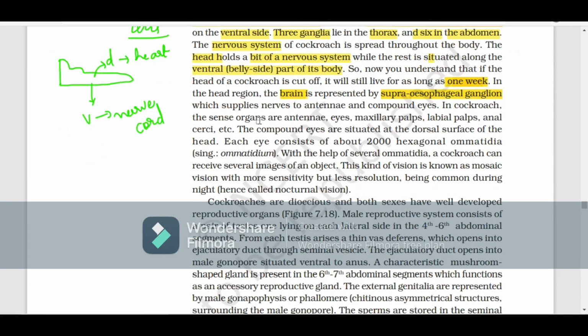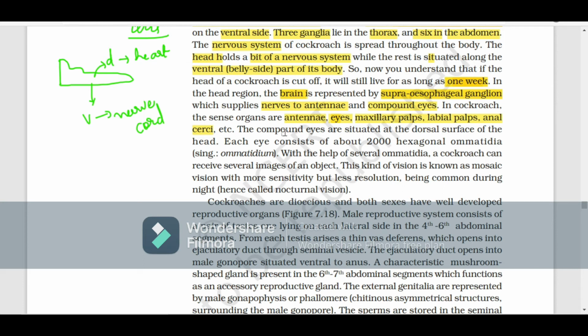Okay, which supplies the nerves to the antennae, because they are sensory in nature, right? And the compound eyes. So nerves are being supplied to the antennae and the compound eyes. In cockroach, sense organs are the antennae as usual, the compound eyes, maxillary palps, labial palps, and the anal cerci. Anal cerci help in capturing the vibrations and all of that.